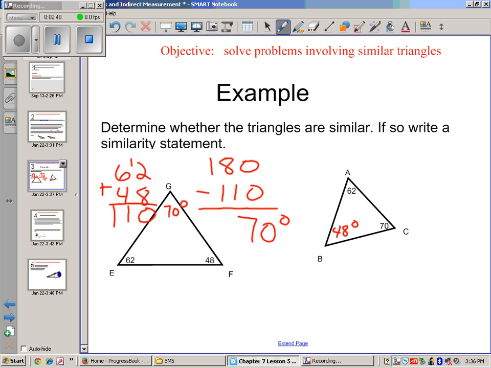So we can see that both triangles have at least two, if not all three, congruent angles. So we have to say that these two triangles are similar. So our similarity statement would be that triangle EGF is similar to triangle ABC. And there you have it. You may need to go back into some older lessons to remember that 180 degrees is the measurement of triangle angles. Okay, let's go on to our next example.